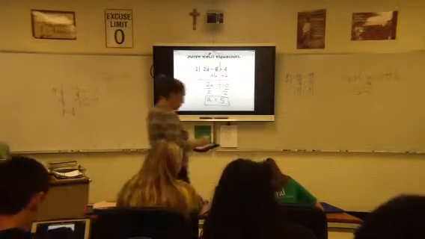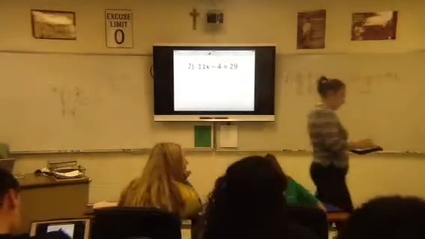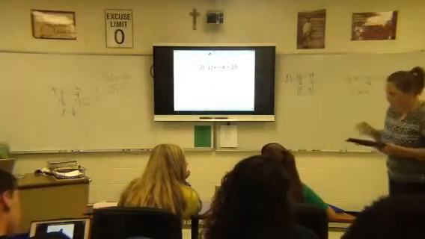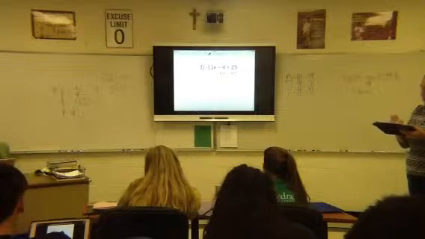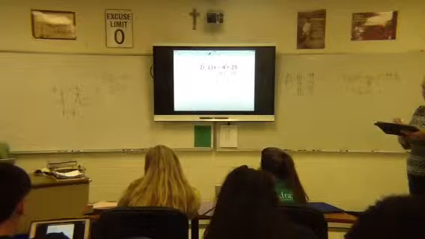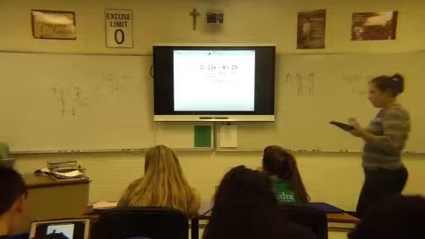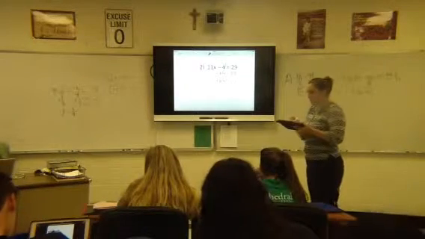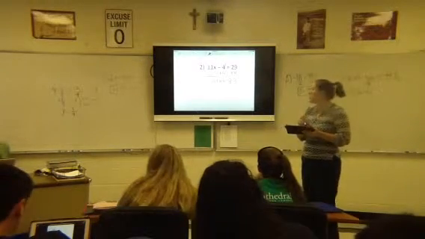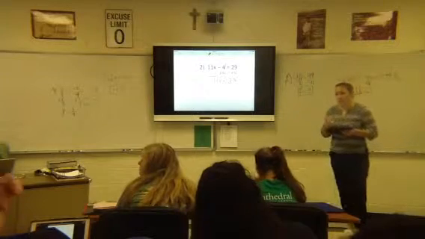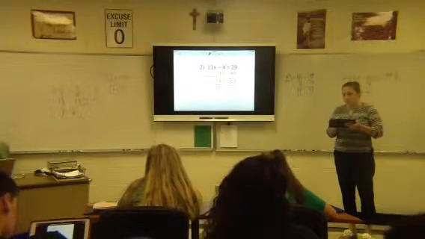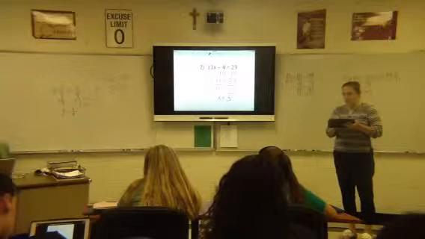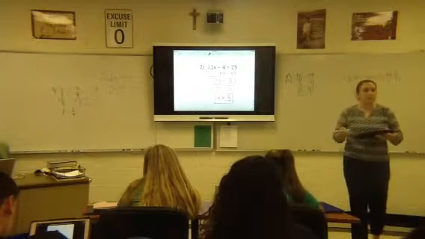All right, Peyton, I'm going to put you on the hot seat here. What was the first step you did here? Plus 4. Good. Add the 4 to both sides. So you get 11x equals what? 33. Good. Okay. Tatiana, what would be my next step here? Divide 11 on both sides. Okay, and what did you get for an answer? Nice job. Okay, does anybody have a question on that?